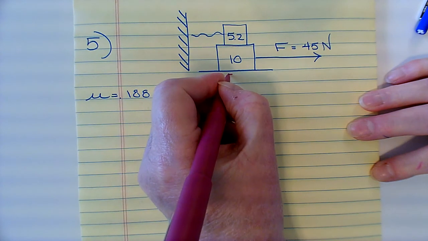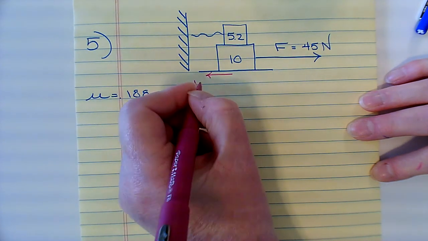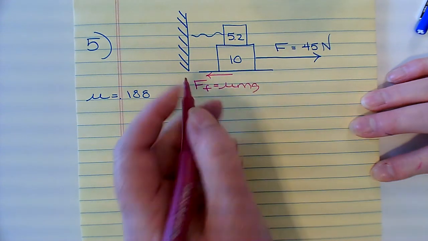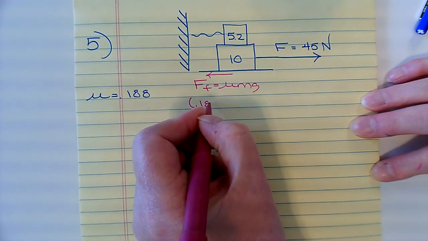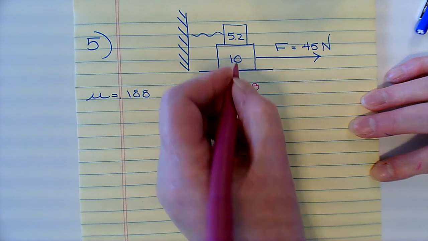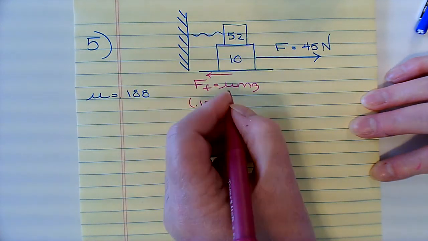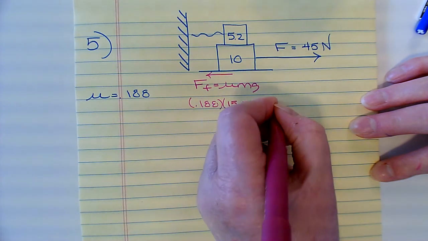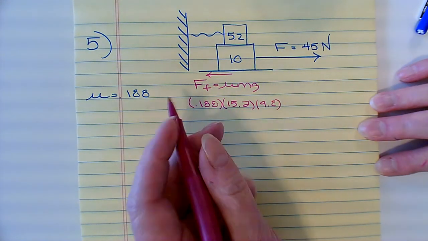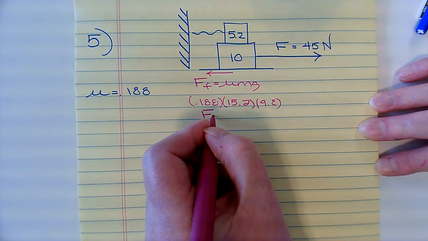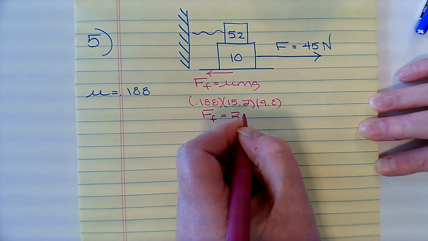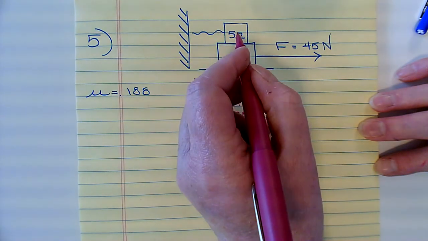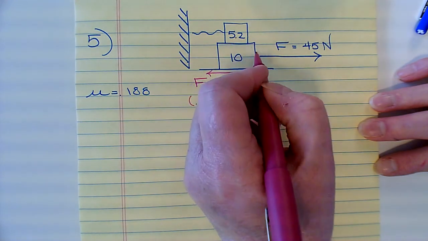So we're going to figure out what the friction is right down here. So friction is going to be mu mg. So that's going to be 0.188. The mass would be the mass of everything here, so that would be 15.2 times 9.8. And so that turns out to be, on the bottom here, 28 newtons. A perfect 28 newtons.